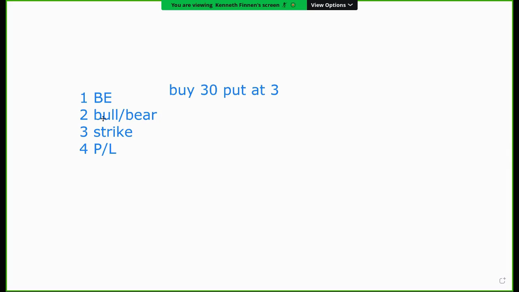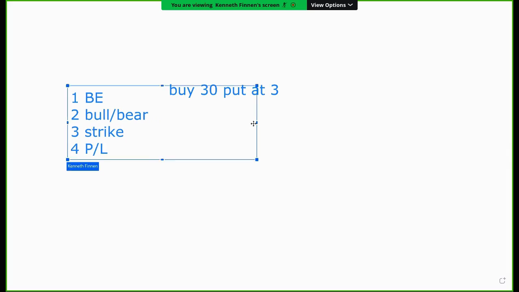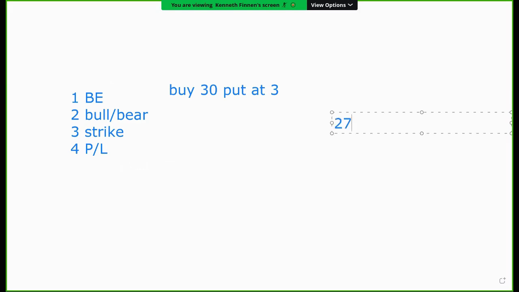So can anyone tell me what the break even on buying a put at 3 is? 27. Everyone agree that it's 27? Yes. Okay, that's my ground zero. That's my break even. That's where everything's 0. Am I bullish or bearish? Bearish. So it means anything below 27 is a gain. Anything above 27 is a loss.